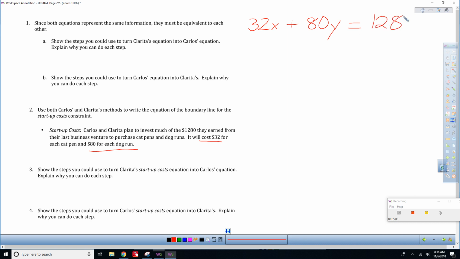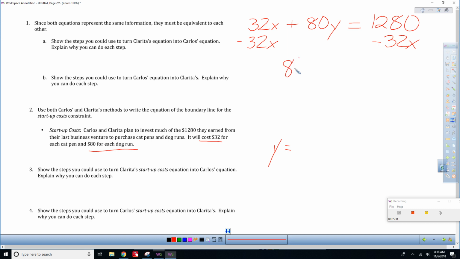That's our cost constraint line. Okay? Now, how can I turn that into a y equals? That's really all we're asked to do. So that's what I'm going to do for 3 and 4. Okay? Well, we're going to subtract 32x. We want to get y by itself.